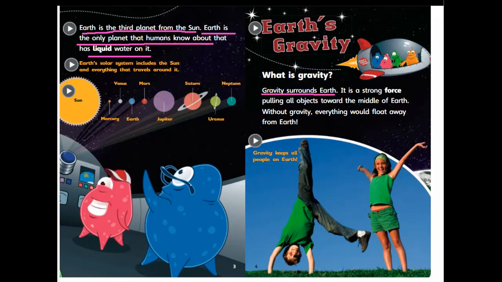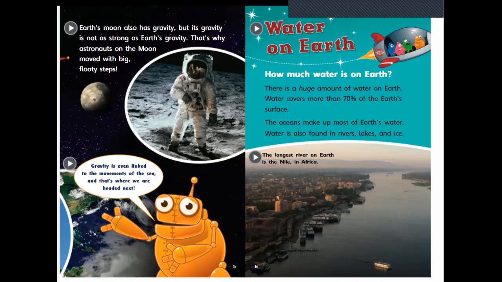It just says gravity surrounds. There's another fact about gravity surrounds Earth. Gravity keeps all people on Earth. There's so many facts here about Earth. And another fact is Earth's moon also has gravity, but its gravity is not as strong as the Earth's gravity. Okay. So that's something else that is another fact that we have here, something that we know is true.